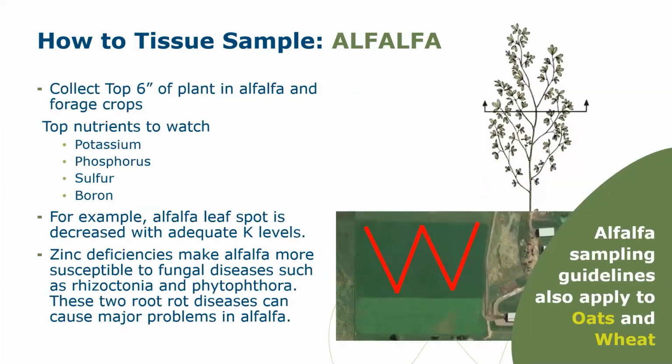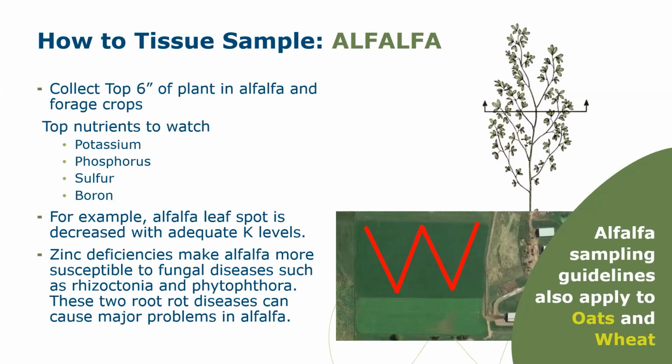For alfalfa and other forage crops, which also includes wheat and oats, I collect the top 6 inches of the plants as I walk around in a zigzag pattern across the entire field. That's very important to get a general representative sample. As you can see in that picture, that's just how I would do it. This makes one sample where the whole field looks the same.